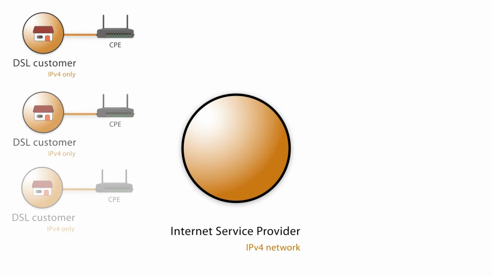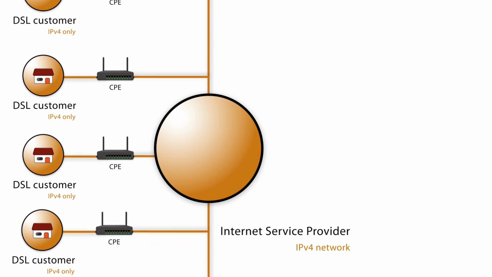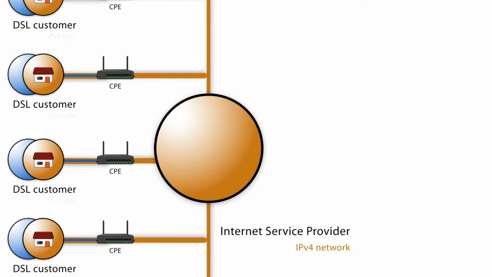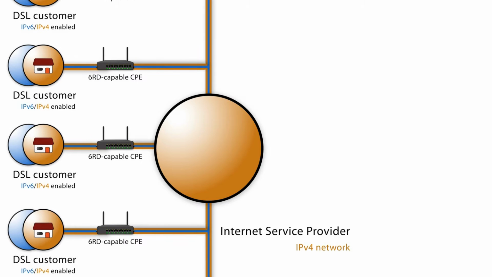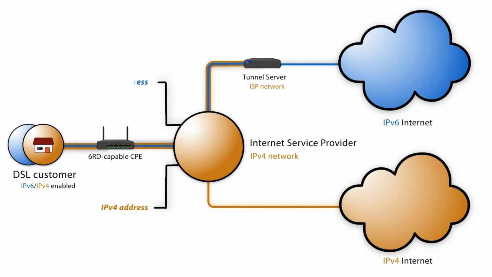Some internet service providers offering DSL or cable services are looking at implementing 6RD to connect their customers with IPv6. 6RD is a tunneling technique in which the IPv4 and IPv6 addresses come from the internet service provider, and the tunnel traffic remains in the provider's network.